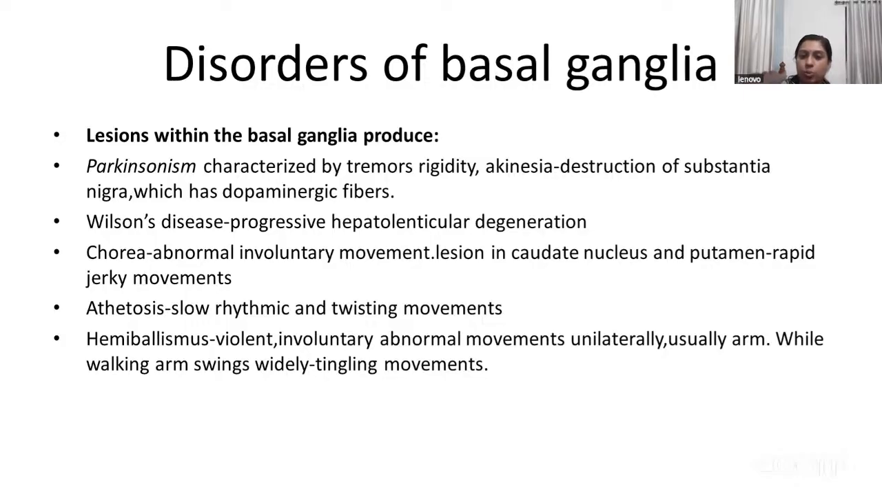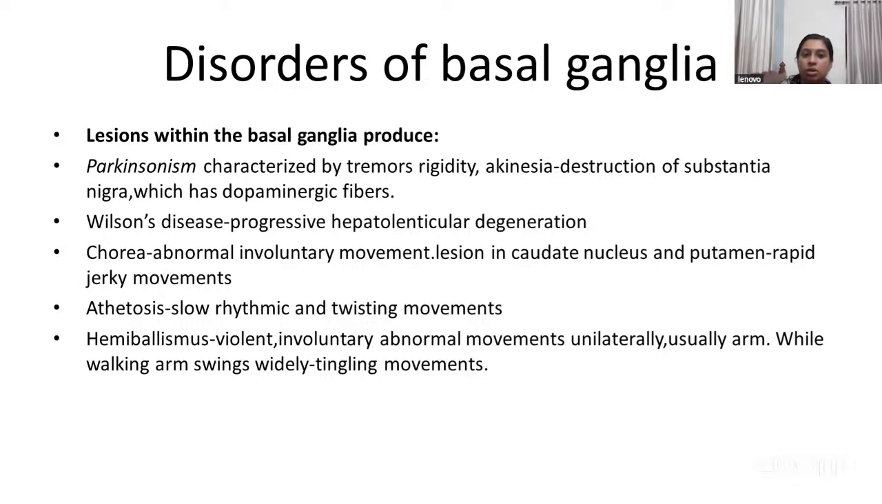What happens is copper accumulates in different parts of the body, especially in the eyes. In the eyes, we have Kayser-Fleischer rings. There are certain manifestations of Wilson's disease. Along with the symptoms of basal ganglia lesions, Wilson's disease patients have hepatolenticular degeneration. That is, severe liver damage is associated with Wilson's disease.